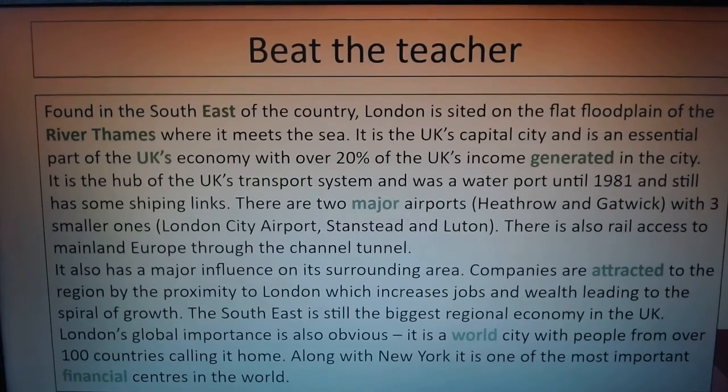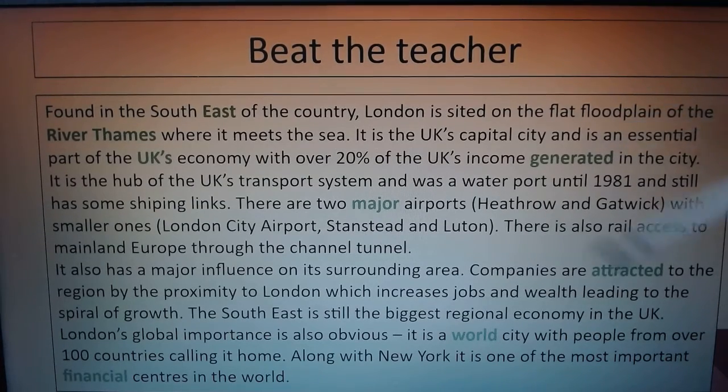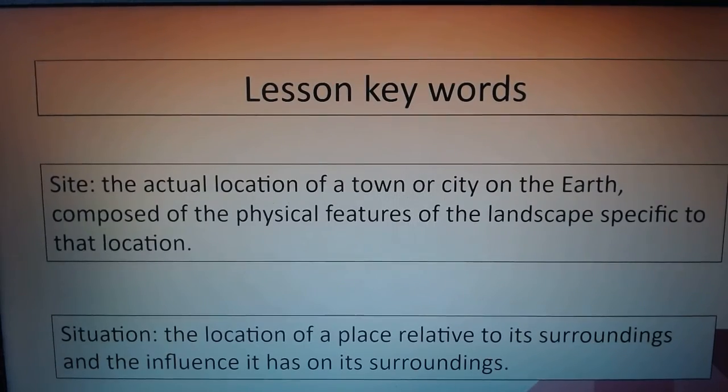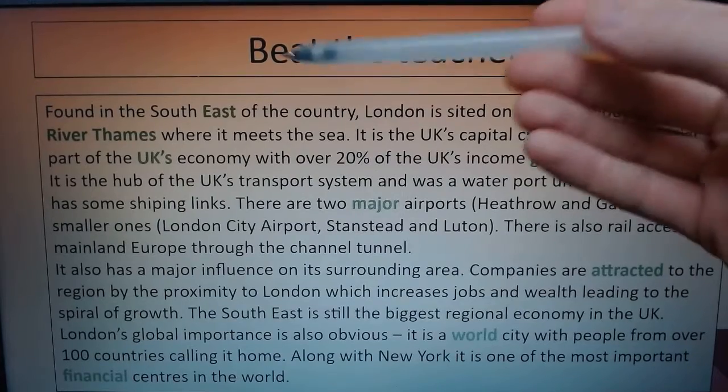Now, do not write this down. We're just going to look at a quick example about London. So don't write this down, and please ignore the bits in green. It was from a different task. So while we go through this, I want you to think about the site and the situation. Okay, so found in the southeast of the country.